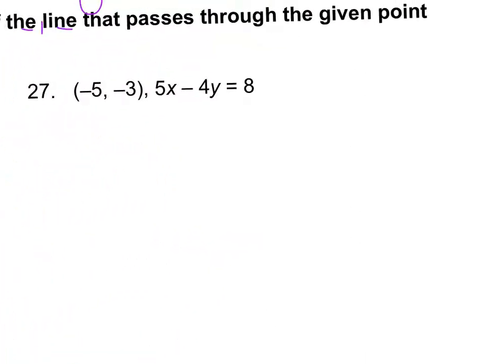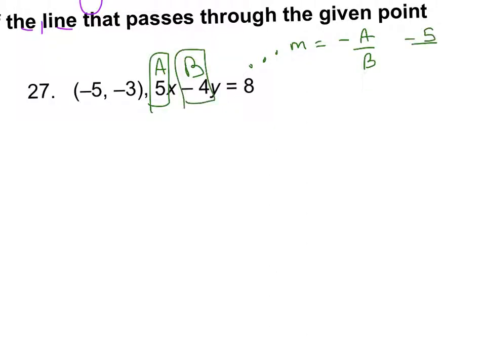Hopefully, you all remember the shortcut. When it's in standard form, the slope is negative A over B. A is 5, so negative 5. B is negative 4, so the slope is 5/4 of this line. If I'm parallel to it, it means I am also 5/4.